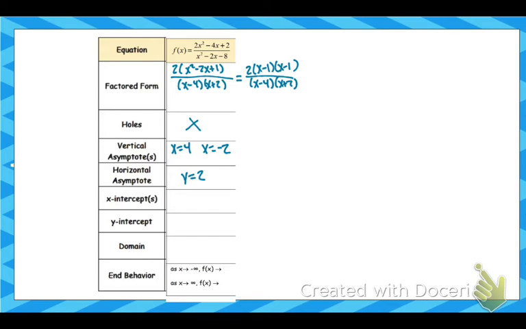X-intercept, I set the top equal to 0. Well, that's the same factor, so it's just x equals 1. So 1 comma 0. Y-intercept, I'm going to plug in 0 for all of my x's. So it's going to be 2 over negative 8, which is negative 1/4.